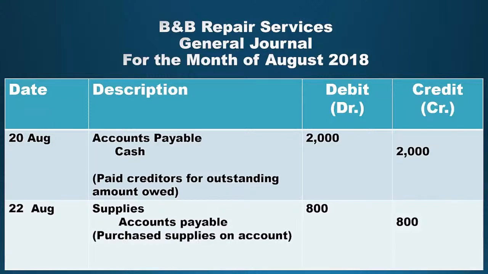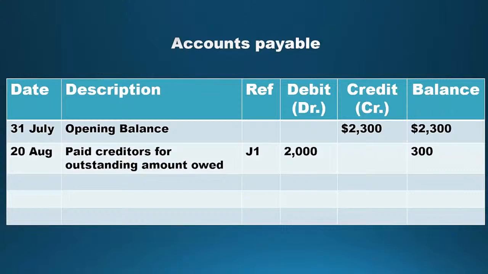Posting to the ledgers. Accounts payable ledger. 1. Date. Write the date, August 20. 2. Narrative. Add the narrative: Paid creditors for outstanding amounts owed. 3. Reference. Include the journal reference, J1. 4. Amount. Enter $2,000 in the debit column. We debit accounts payable because liabilities decrease when the company pays off what it owes.